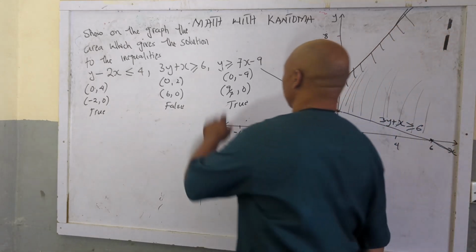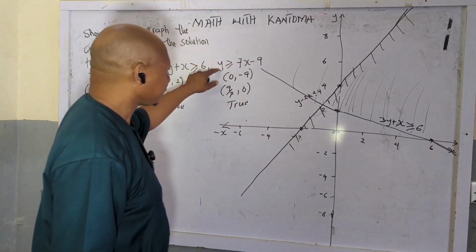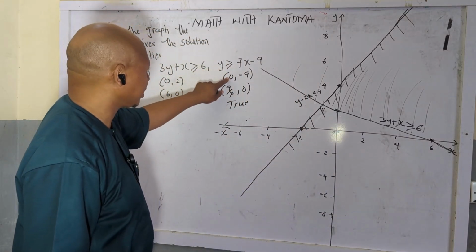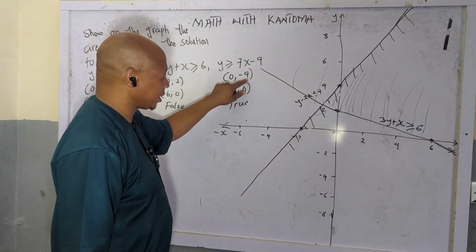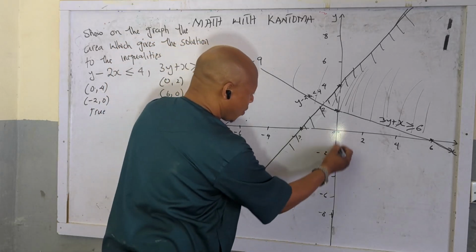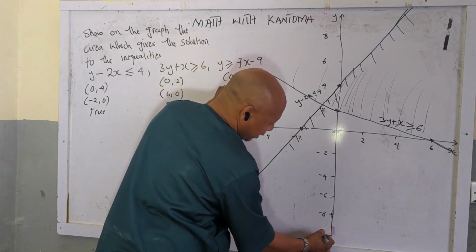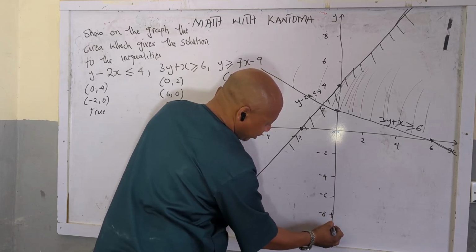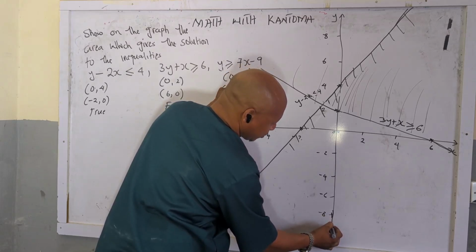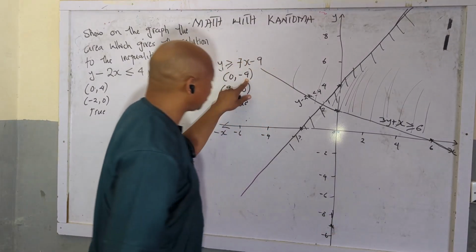Then next we plot the graph for the second line. So when x is 0, the value of y is minus 9. Minus 9 is somewhere here in between 8 and 10. So minus 9 is here. When x is 0, y is minus 9. So I mark this point.